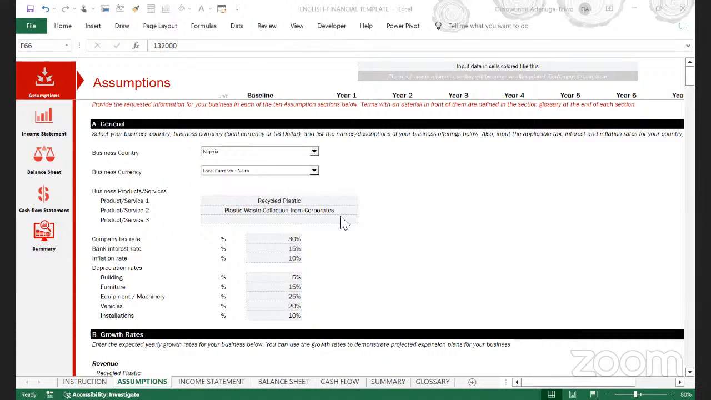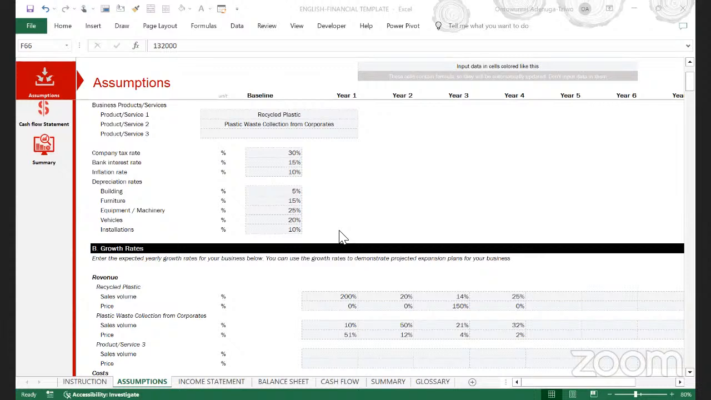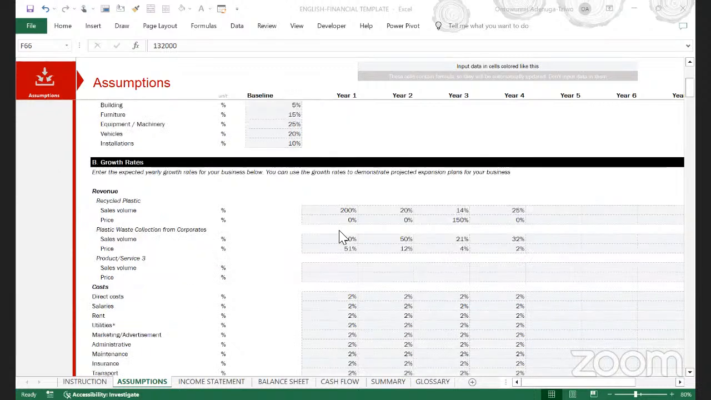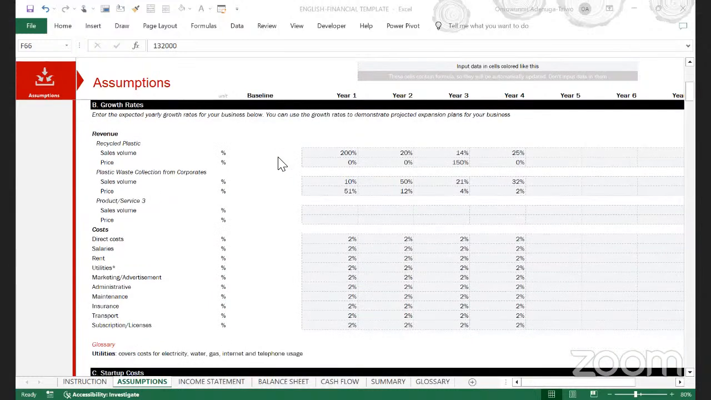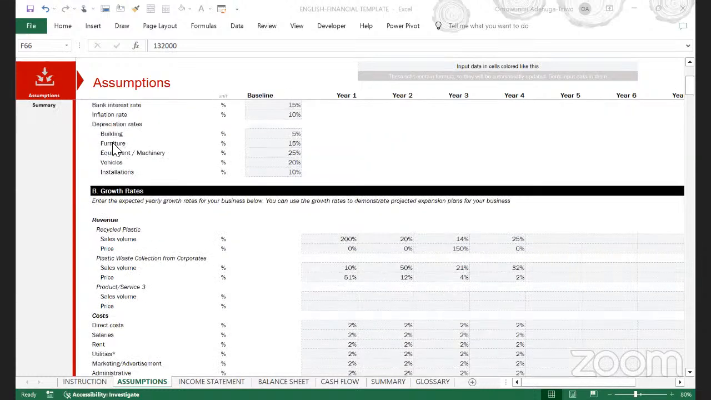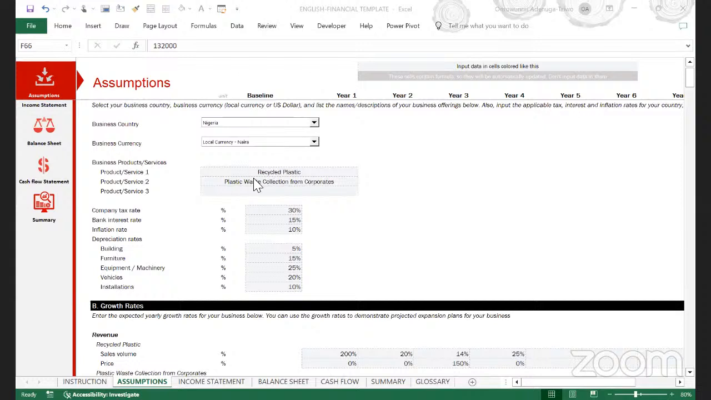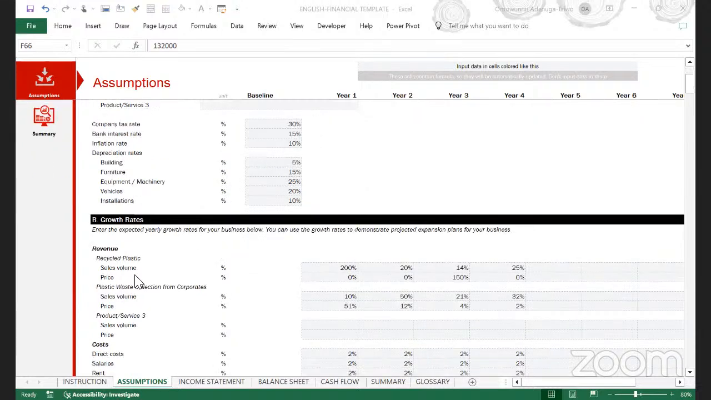Thank you, Foko. So after you fill the first section, which is the general section, you can then move to the second section, which is growth rates. And in this section, what you'll be required to do is to enter the applicable growth rates for your business below. And then you use the growth rates to demonstrate the project expansion plans for your business. So you know, this section has 2 main subsections, revenue and cost.